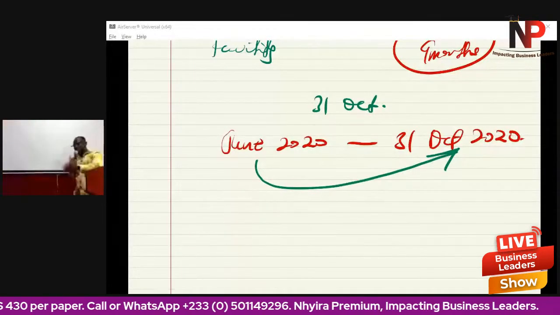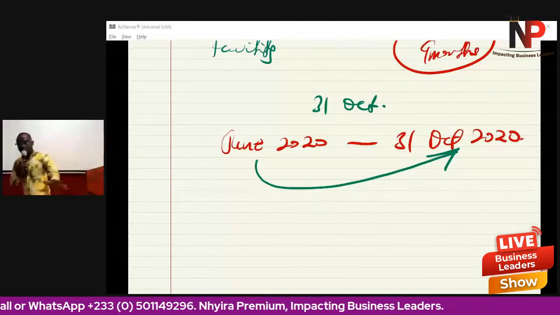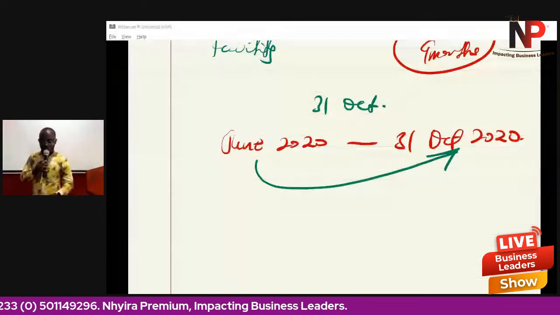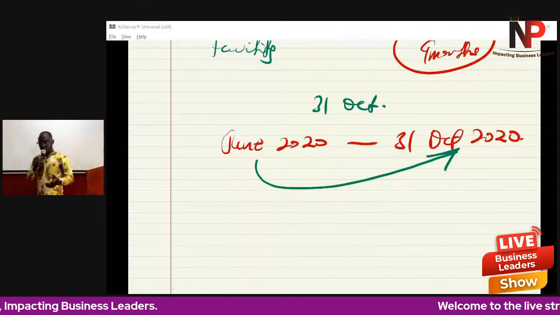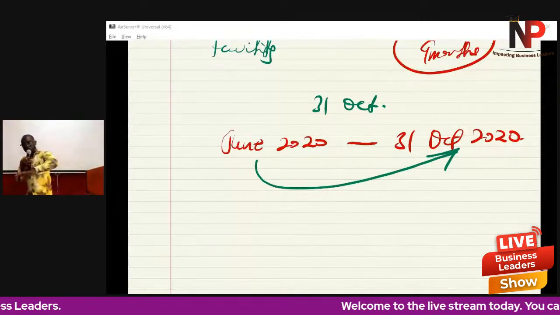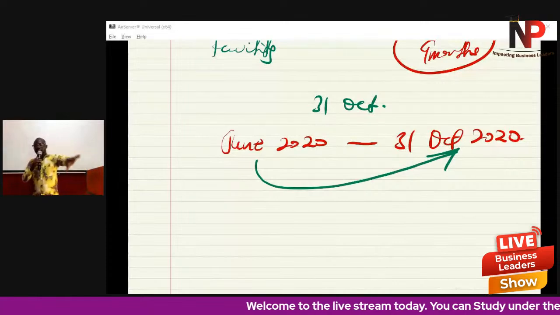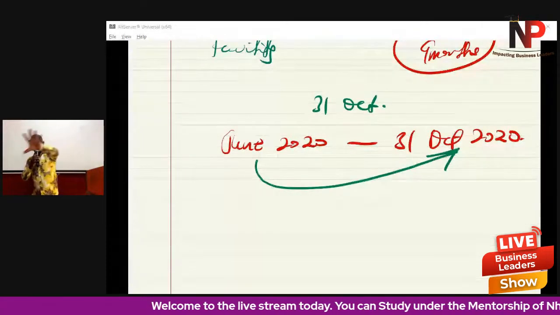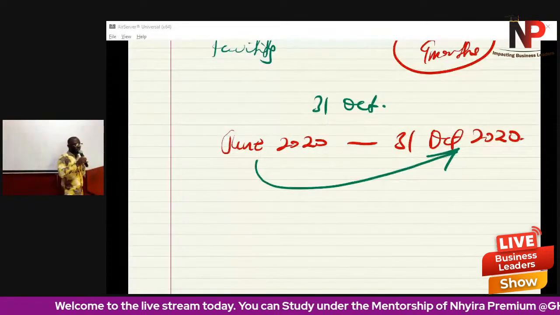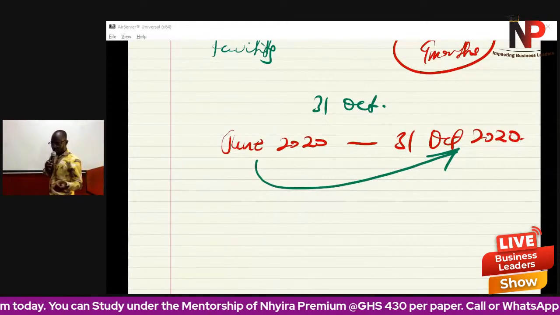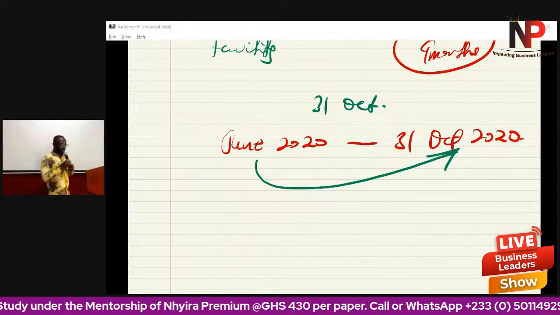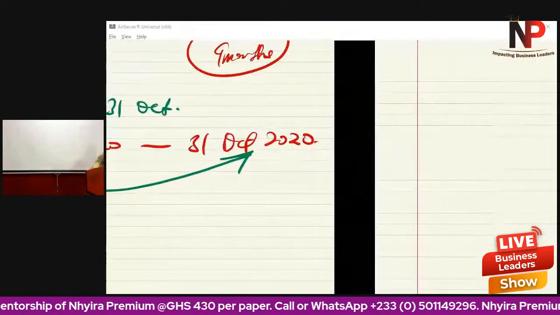So if the work is done within the same reporting year, no problem, we recognize the revenue. But sometimes it's a shorter period, less than a year, but it cuts across the accounting period. And so we would have to identify the portion that must be recognized in the current period. That is something you have to be careful about and very mindful of.